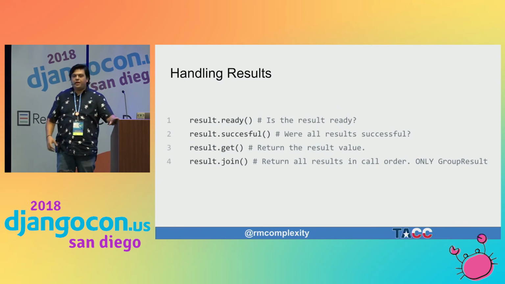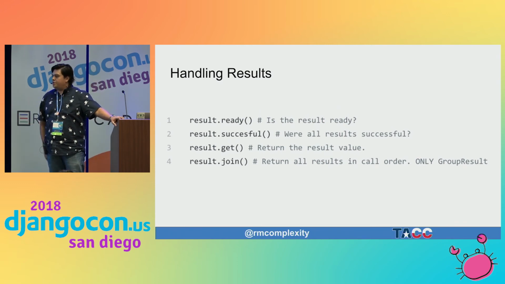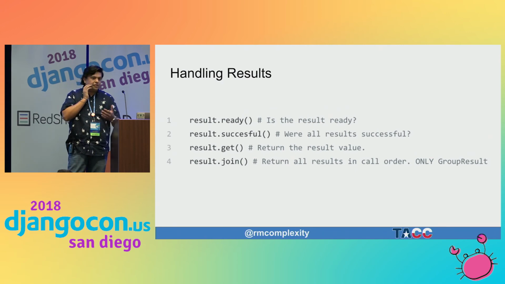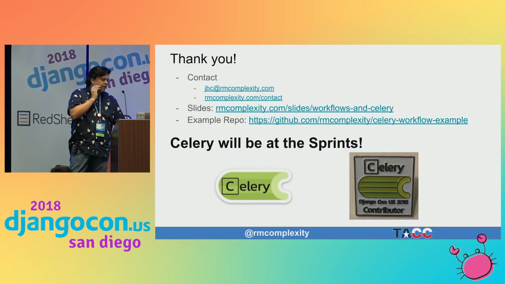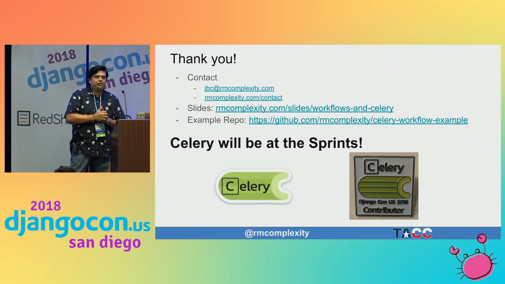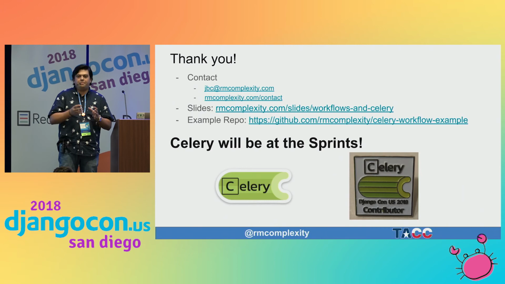Then whenever we have a group result, we can use .join, which loops through each one of the async results that is inside one group, waits for each one of those async results to be ready, and then returns an array of each one of those results. And that was pretty much all the different ways that we can create and manage different workflows in Celery.